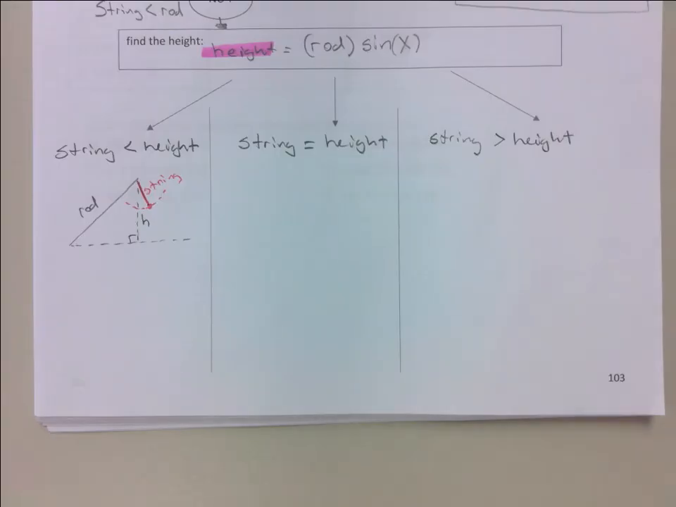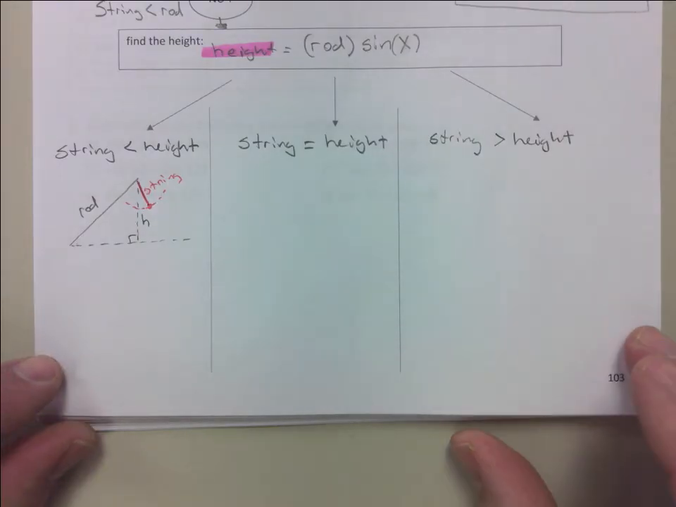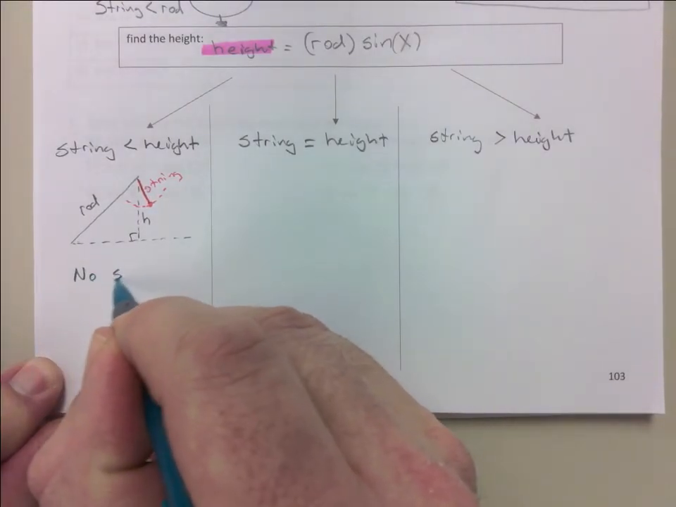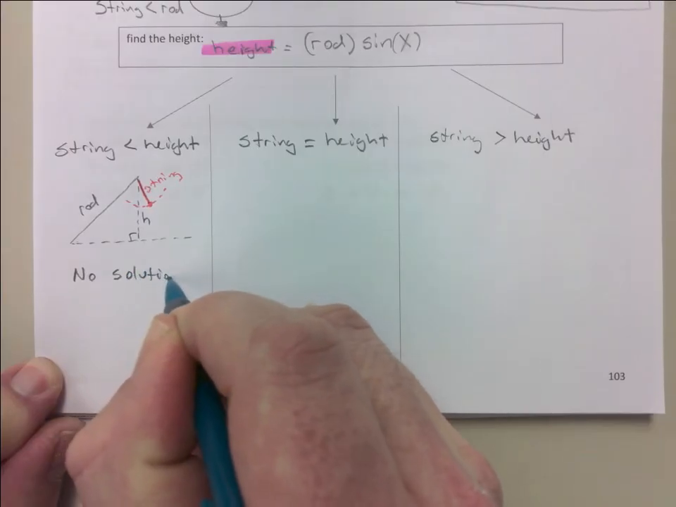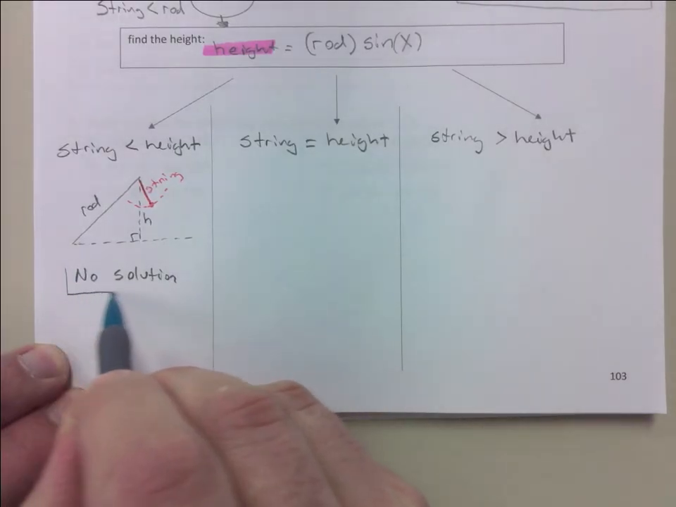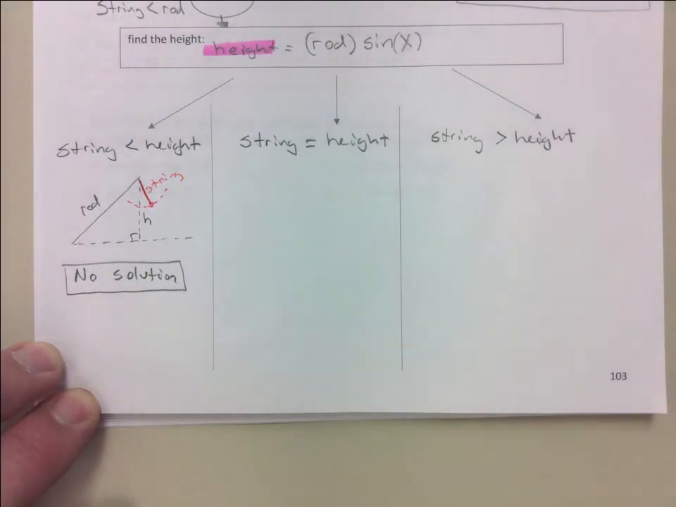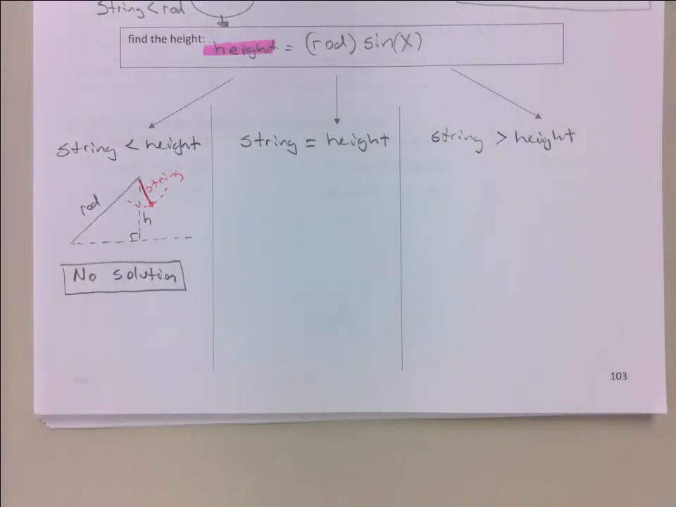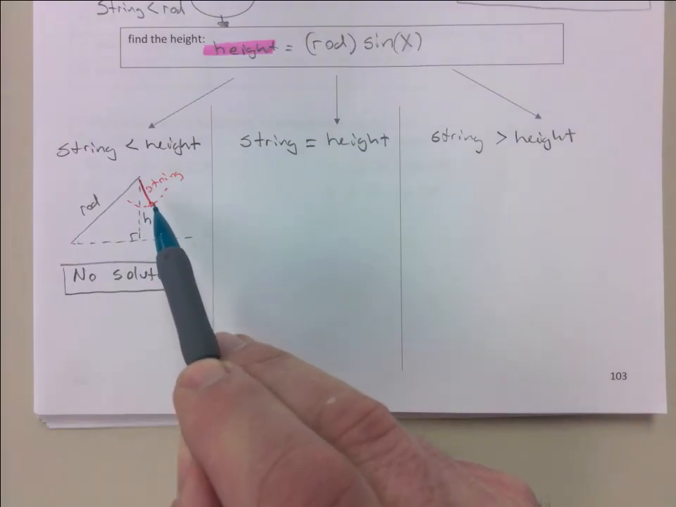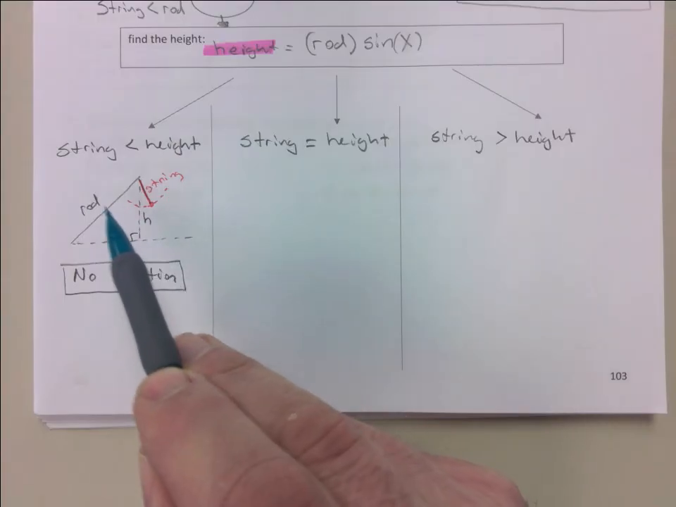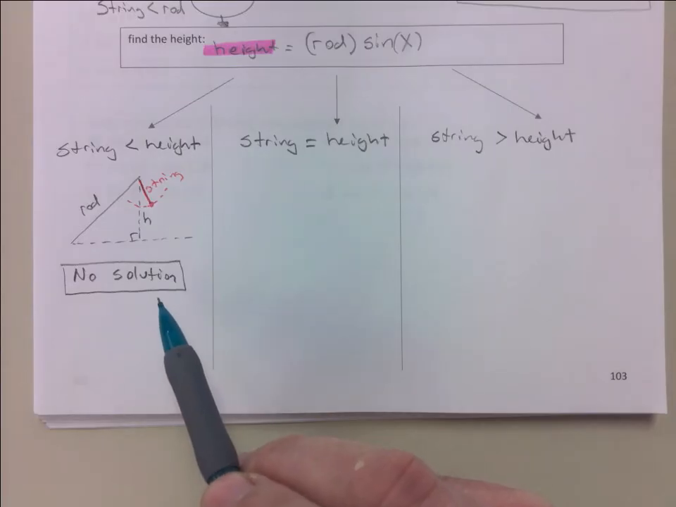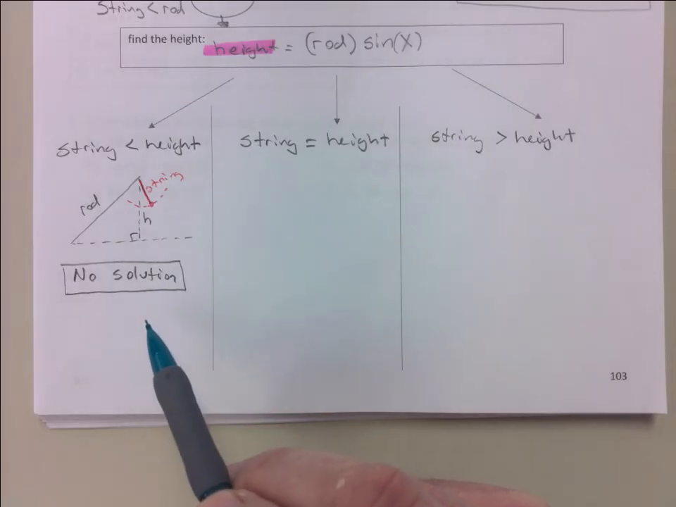Okay? No solution. So if your string is shorter than the rod, and you further determine that the string is shorter than the height, this is the case where the string is just going to be dangling there. You're not able to actually produce a triangle. So your answer is no solution here.